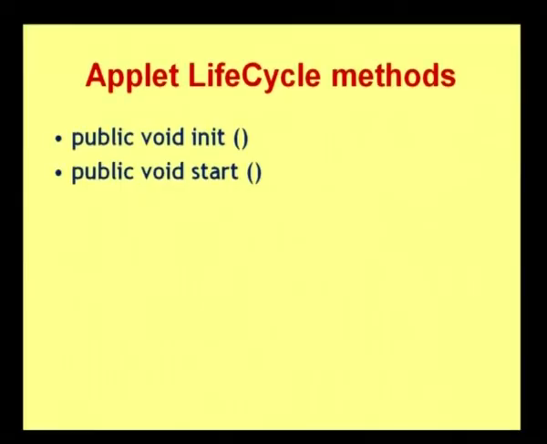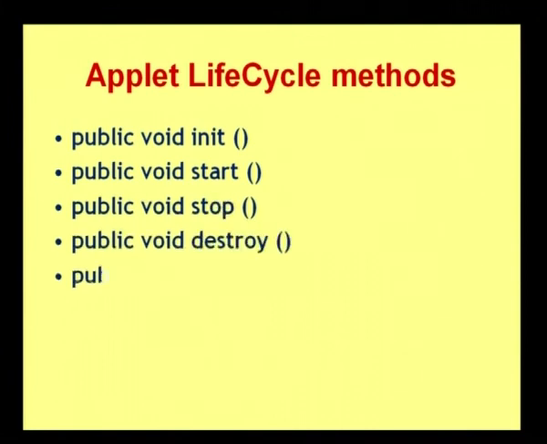So, next we will have a look at the applet lifecycle methods. You can see here we have the public void init method, the start method, stop method, destroy method and paint method. This is the order in which they get executed: init is called, then start, then stop, destroy. For paint, we pass a graphics object as a parameter.